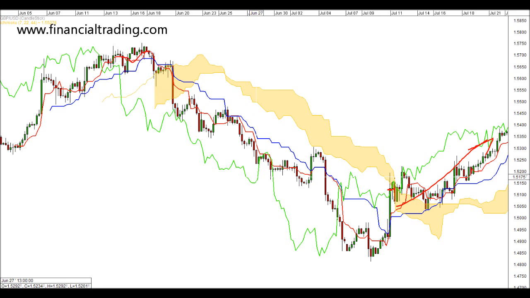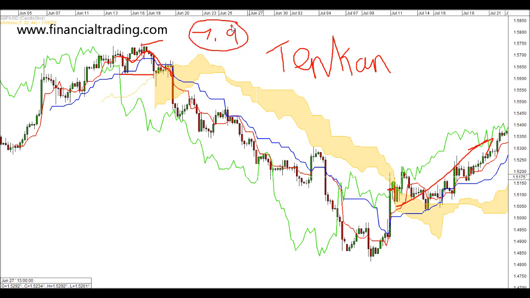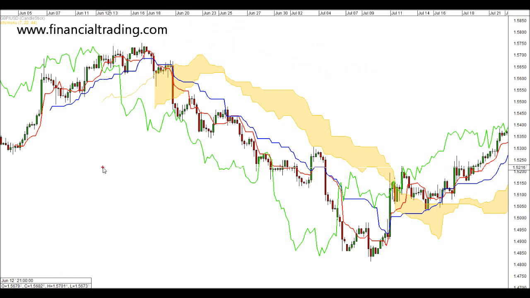The second is this red line, which is called the Tenkan, but also can be called the turning line, and this is calculated by using the highest high and lowest low of the previous 7 or 9 candles, depending on the setting. The way we would use the turning line is as an indicator for trend direction or price direction. You'll see that this line is steadily moving on the downside and price is also. Whereas here, the turning line is steadily moving on the upside and price is also.